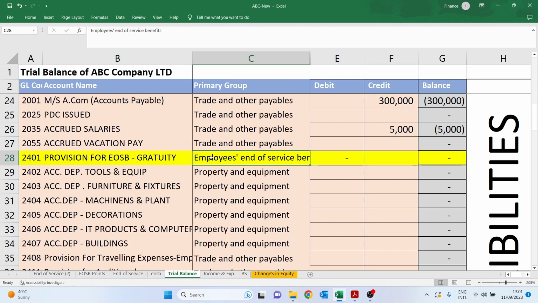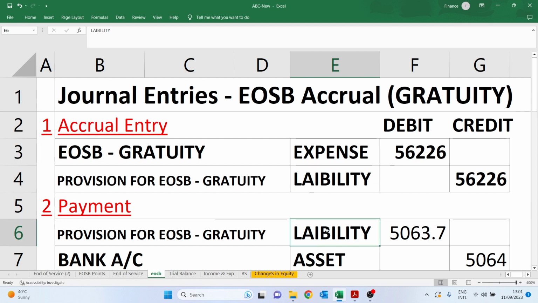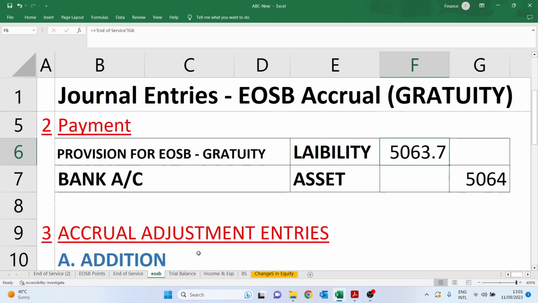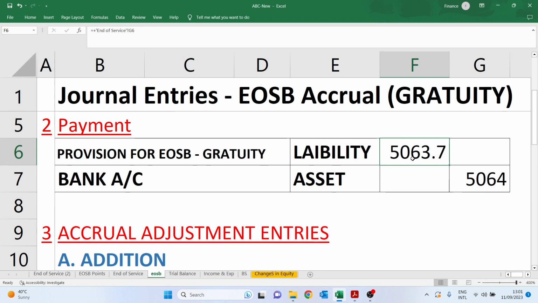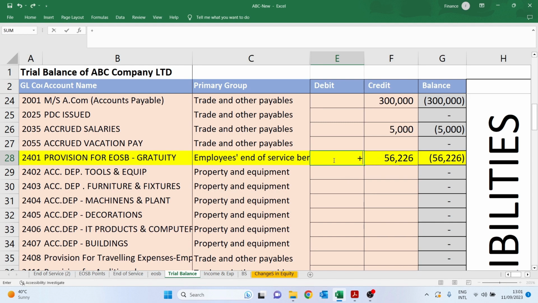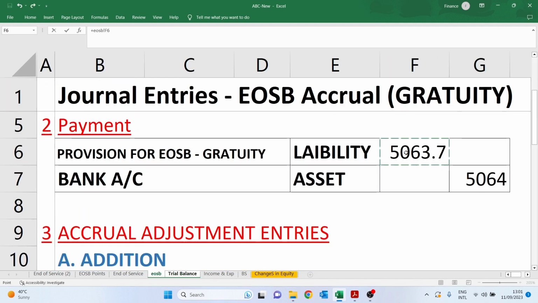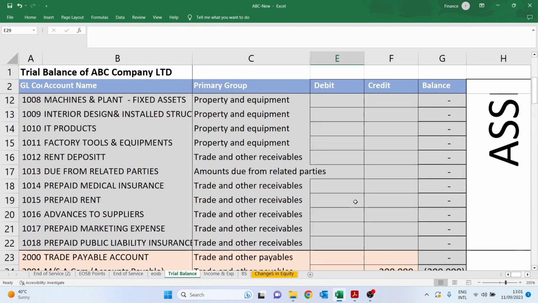The primary group of that one is employees end of service benefits, because in the balance sheet we need to show this end of service benefits always separately. So we need to credit 56,226. And the next entry, while payment, we need to first debit the provision with 5,063 because we are removing the liability. Debit 5,063, and credit the bank account.